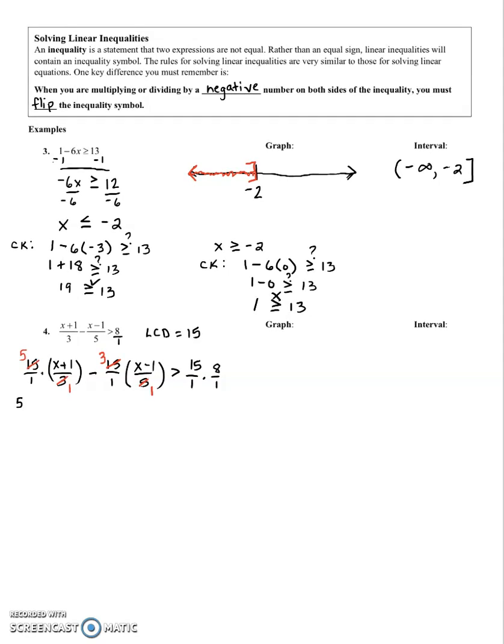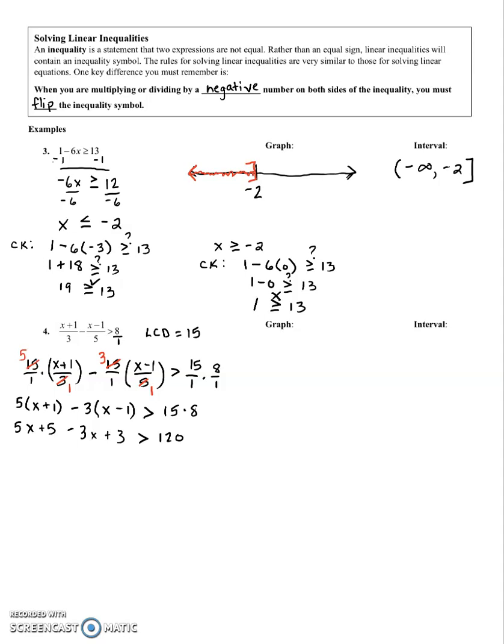So that gives us 5 times the quantity x plus 1 minus 3 times the quantity x minus 1 greater than or equal to 15 times 8. So let's start simplifying. We have to distribute, so we have 5x plus 5 minus 3x plus 3 is greater than 15 times 8, which ends up being 120.